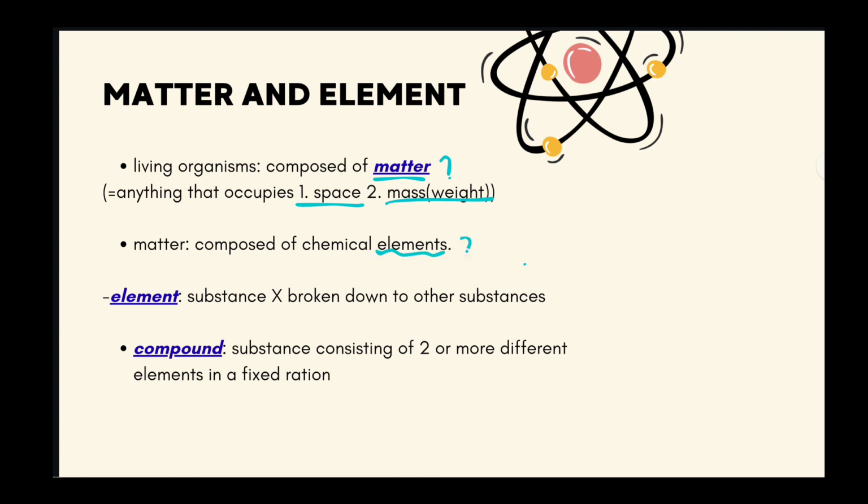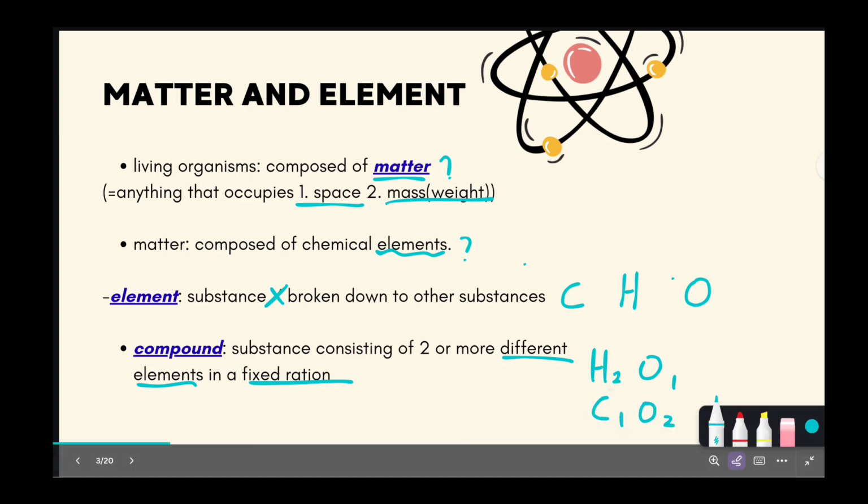But what is an element? An element is a substance that cannot be broken down into other substances. Examples are carbon, hydrogen, or oxygen. Compounds are substances consisting of two or more different elements in a fixed ratio, such as H2O, water, and CO2, carbon dioxide. These are 2 to 1 or 1 to 2 specific ratios.